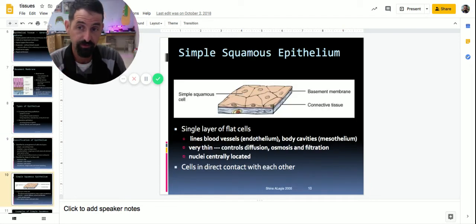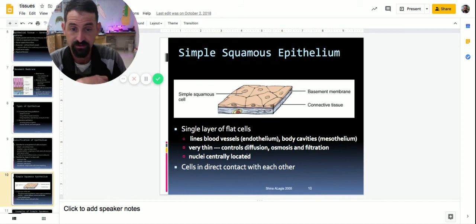So let's go through and look at some different classifications. First off is simple squamous. Single layer, simple, squamous, it's flat. Here you can see a single layer of flat cells. It's still anchored to underlying connective tissue with the basement membrane. This can line blood vessels. It can line body cavities. It's really thin, so things can still diffuse through it, because you want oxygen and water and nutrients to diffuse through that if you're talking about blood vessels.